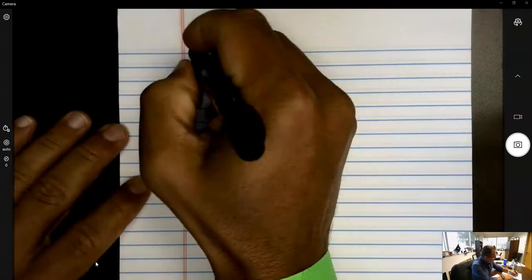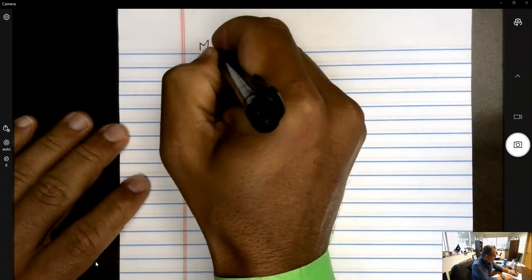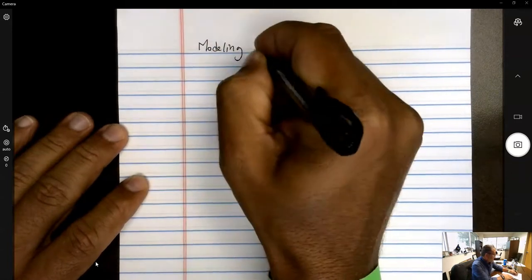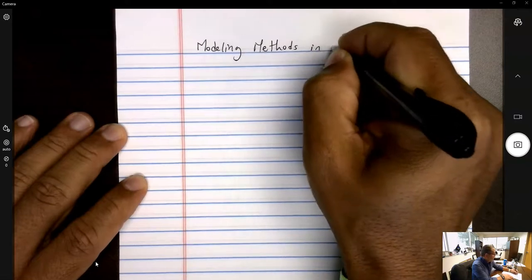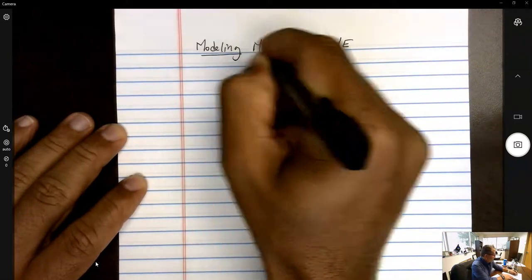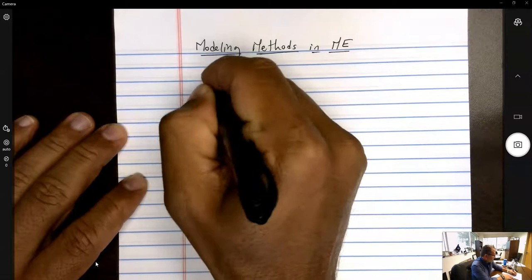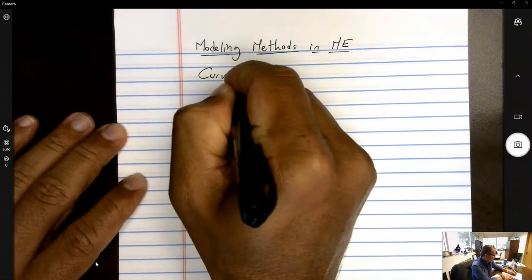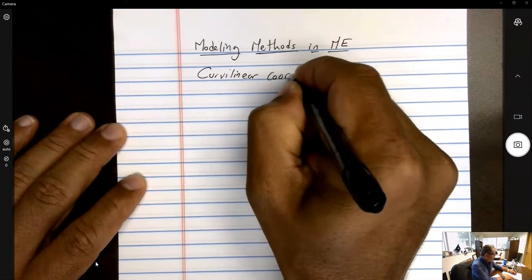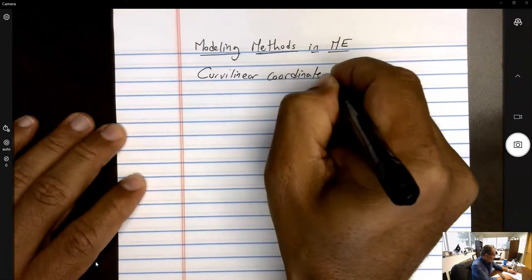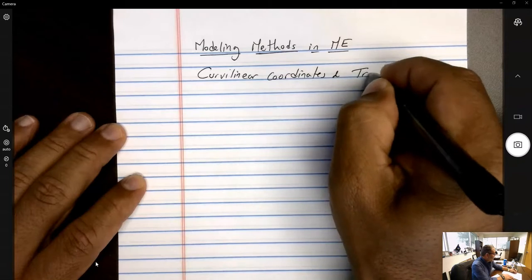All right, so this is Modeling Methods in ME, and our topic today is curvilinear coordinates and transformations.